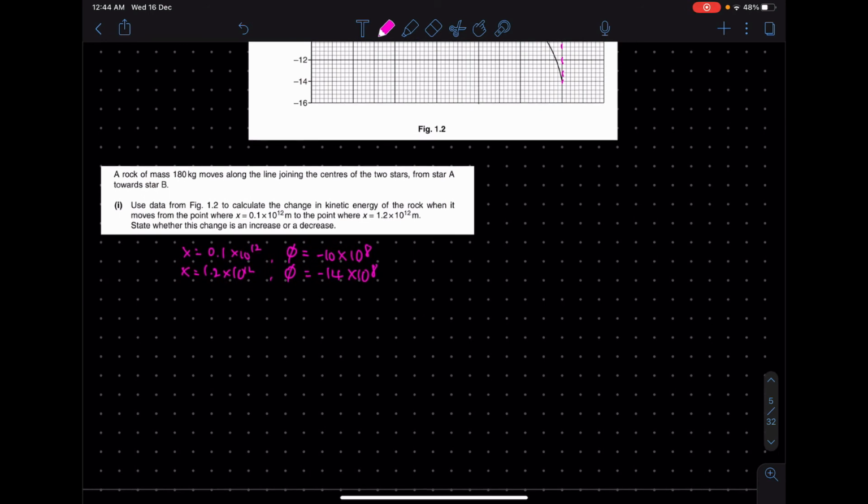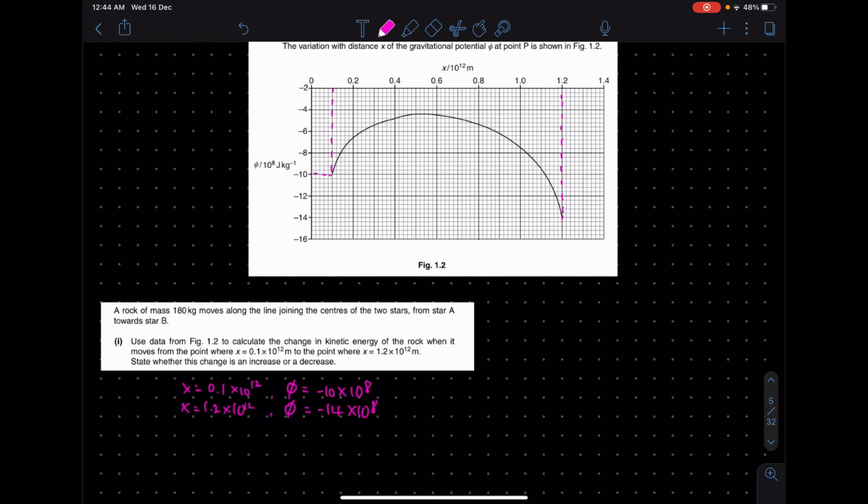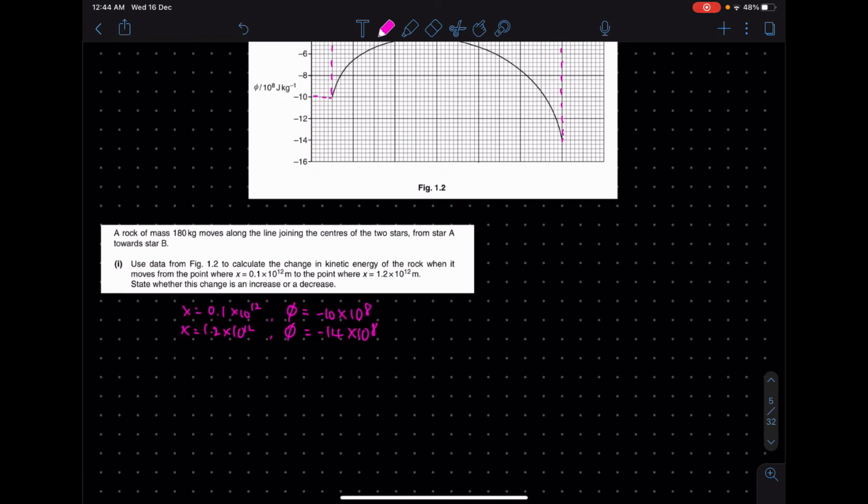Alright, so to find the change in kinetic energy of the rock, we can just calculate the energy. Now remember I told you that the gravitational potential is the gravitational potential energy per unit mass.